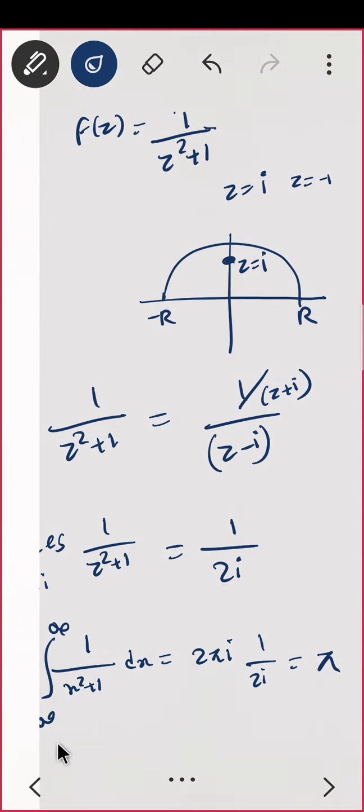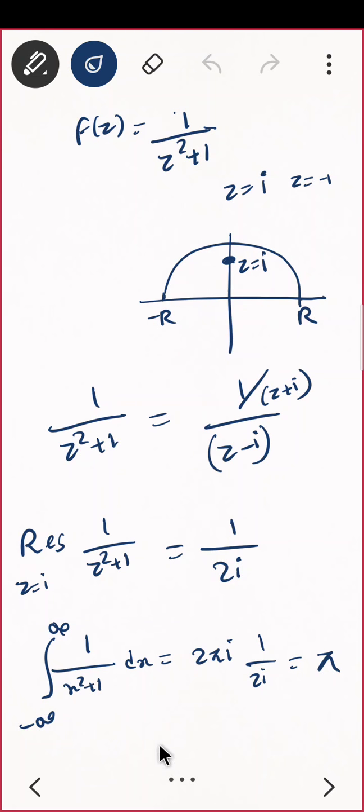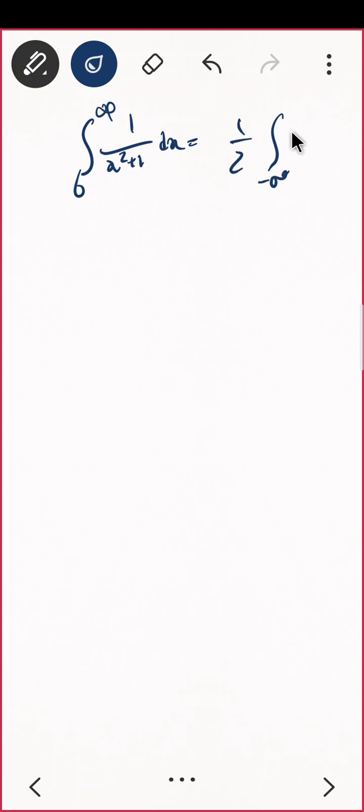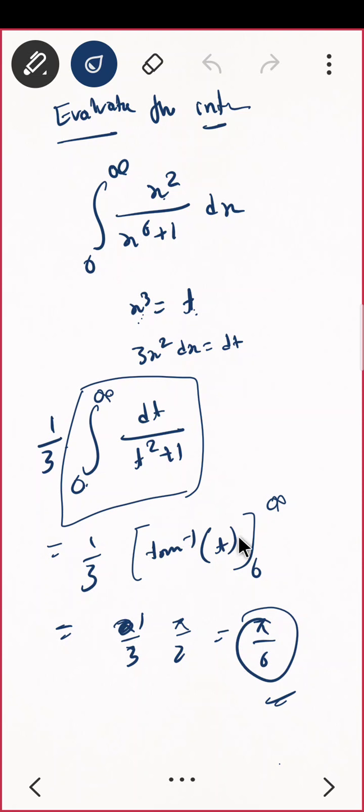But I need only 0 to infinity. So what will be the value of 0 to infinity? Is it an even function? Yes. 0 to infinity of 1 upon x square plus 1 dx will be just 1 by 2 of minus infinity to infinity of f of x dx. So that is equal to 1 by 2 times pi, that is pi by 2. Correct? So do you see pi by 2, from here also I got pi by 2 for this. This part is pi by 2.